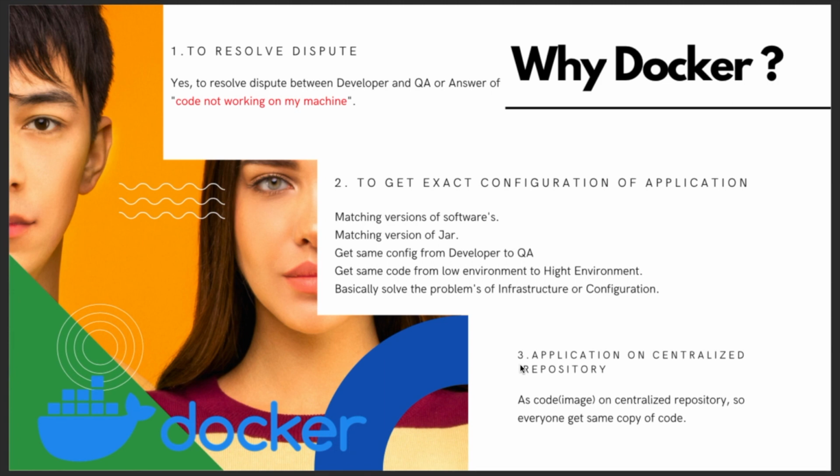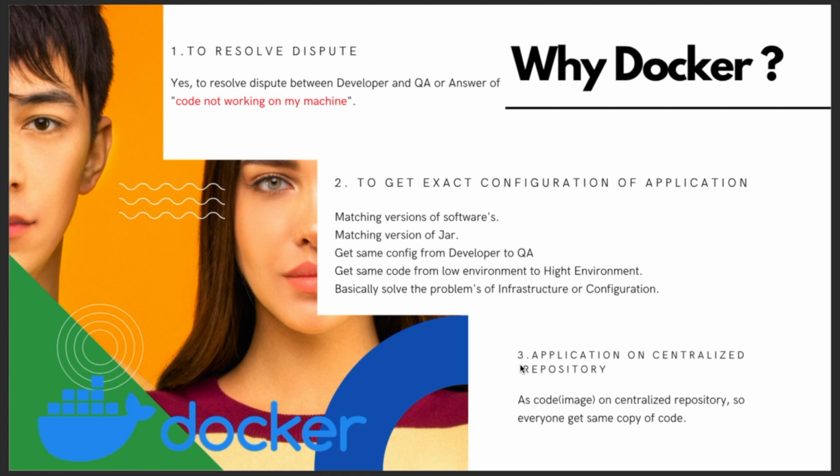The most common problem we face is a mismatch of versions. Maybe I am using JDK 8 and my QA was working on JDK 7, like this, or maybe the Spring Boot version was mismatching. So Docker takes care of all these things. Docker gets the exact configuration of the application, matching the version of software and the version of jars, and gets the same configuration from your developer to QA. The developer is going to build this application, and what configuration to use always depends on the developer. So it's the developer's responsibility to give the same code to the QA, and how Docker is involved in between, we're going to check in detail.